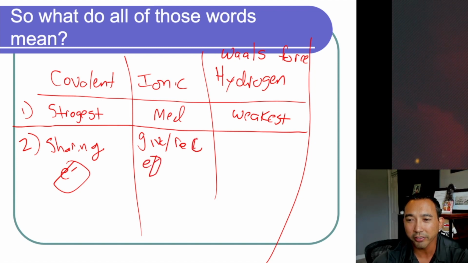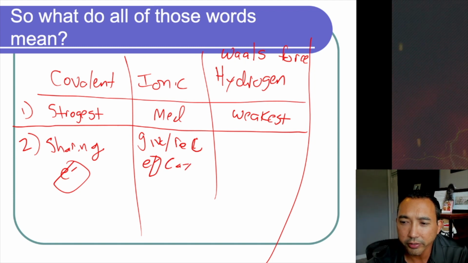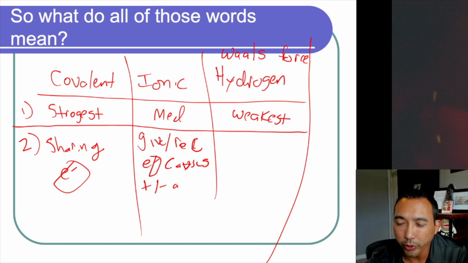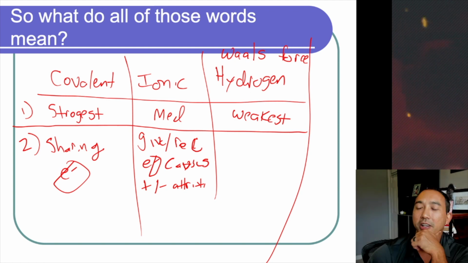This causes plus and minus, which is an attraction. Good. Okay, I'm having technical problems here with my pen, so give me a second here. Okay, attraction.